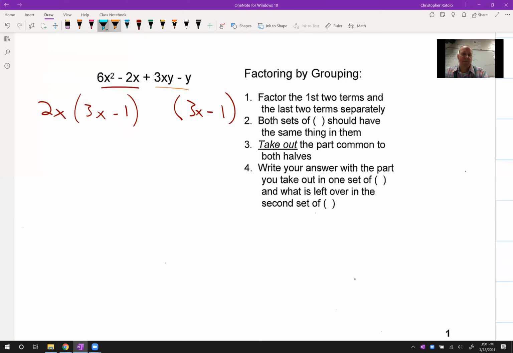Why am I going to do that? Because these things have to match. Otherwise, factor by grouping is not an option. So as you take a look at the second half, 3xy and y both have what in common? Y, right? The other thing I'm going to point out is that the sign is negative. It stays negative, so I'm going to only take out a positive y. So we're going to take out the part that's common to both halves.